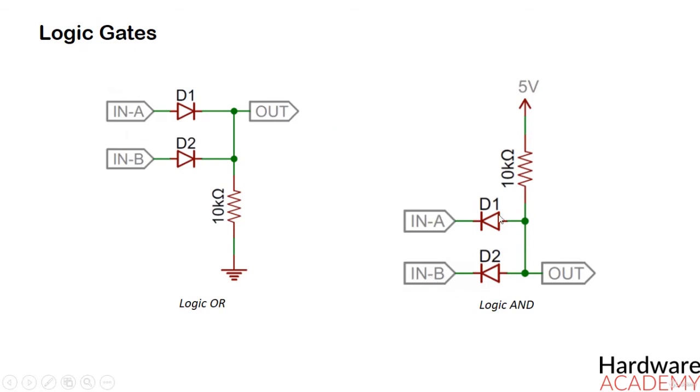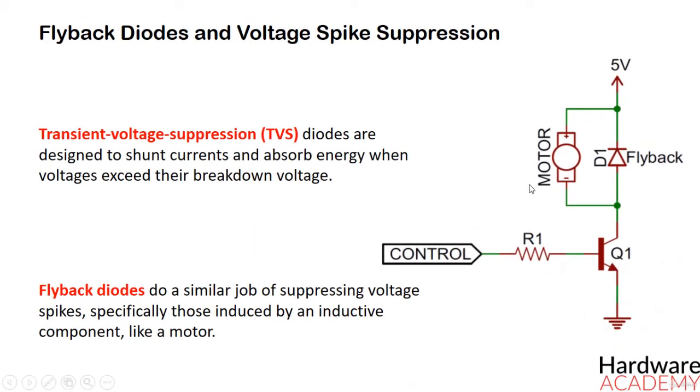Diodes are often used to limit potential damage from unexpected large spikes in voltage. Transient voltage suppression diodes are special diodes, kind of like Zener diodes, with lowish breakdown voltages, often around 20 volts, but with very large power ratings, often in the range of kilowatts. They are designed to shunt currents and absorb energy when voltages exceed their breakdown voltage.